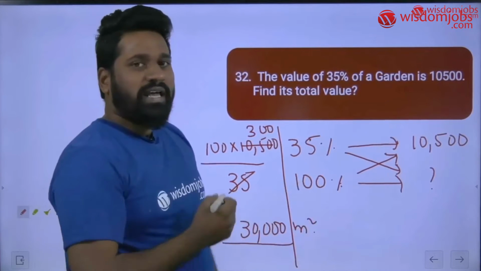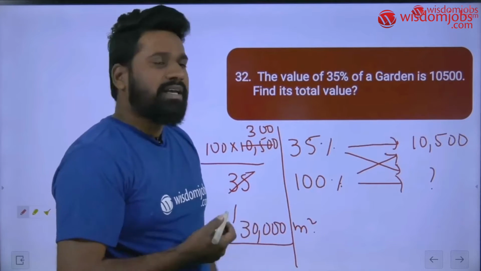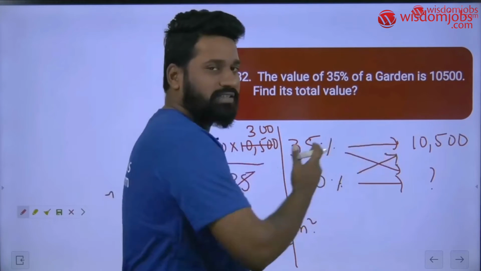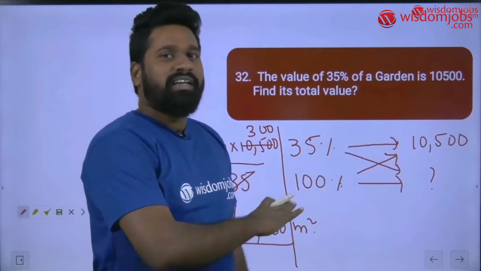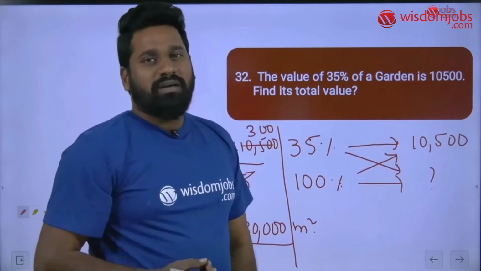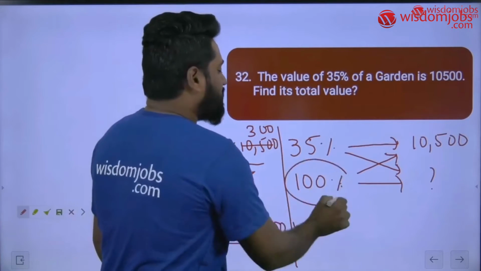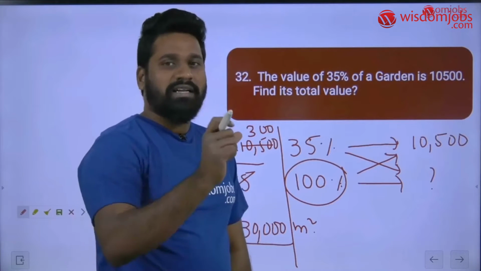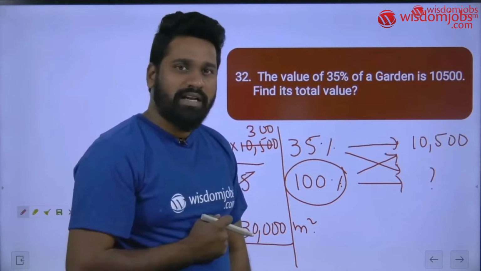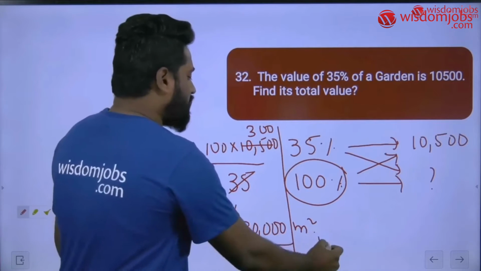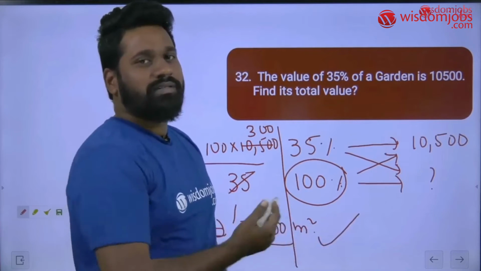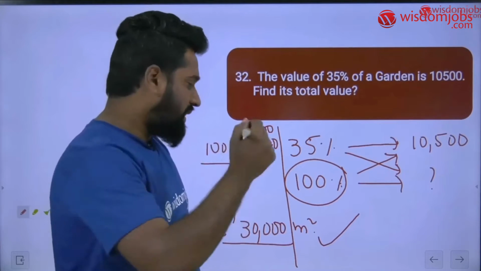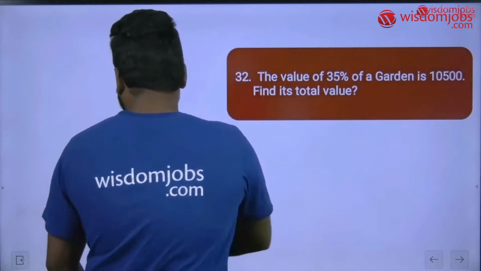Is it clear? In the previous method we are taking x, here instead of x we can do directly this method, because this is the cross multiplication method. If asked to find any total value or any total number, just you can find the 100% value, because that represents the entire value of that garden or entire value of that number. Clear now? Because in both the cases you are getting the same answer, so our method is correct. That is 30,000 square meters. Clear? Go for the next one.